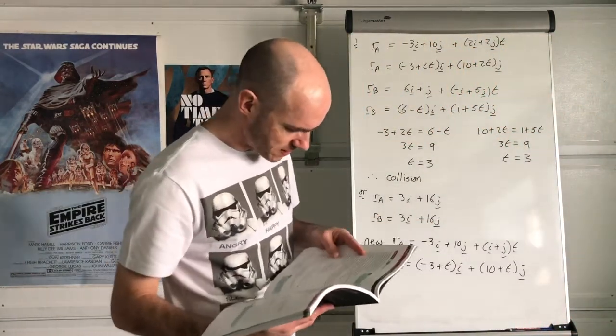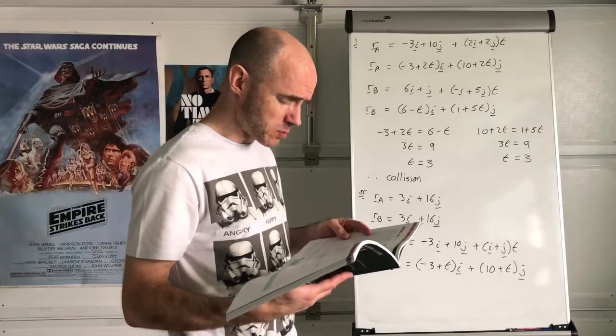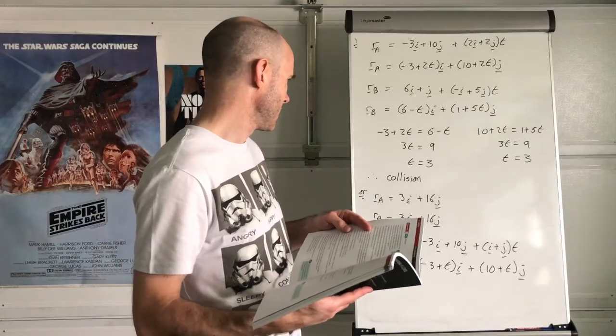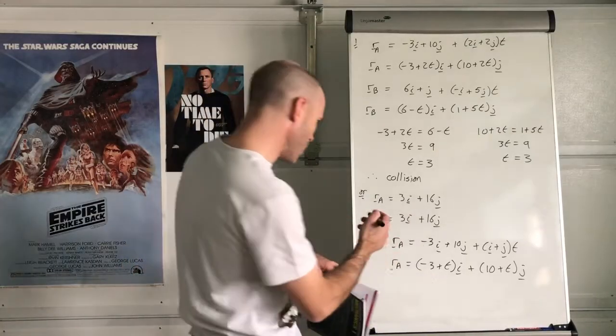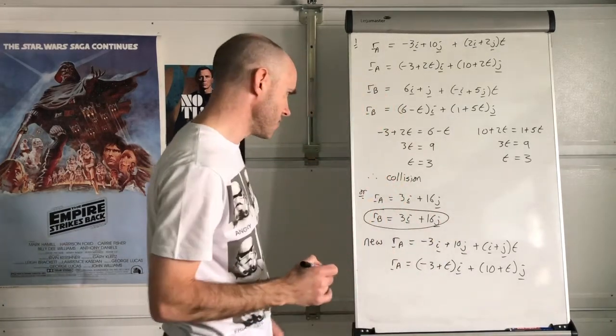Let's move on to part C. Find to 3 significant figures the distance between A and B at 1500 hours. That means when t equals 3. Now look, we've already got where B is when t equals 3.